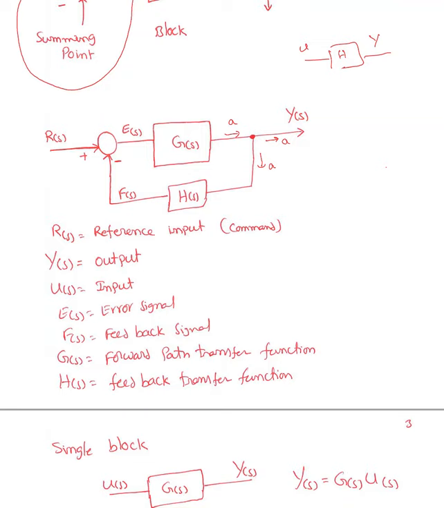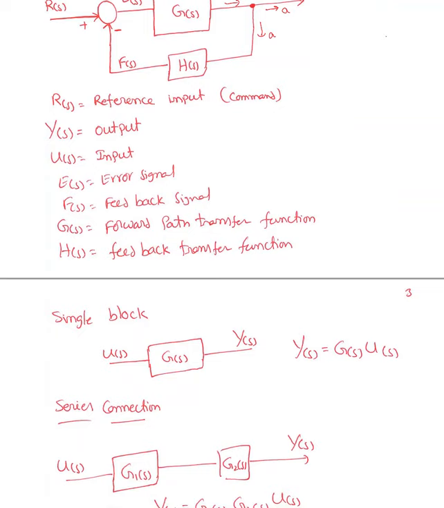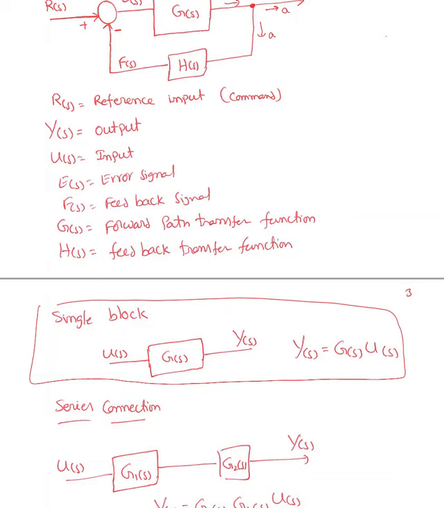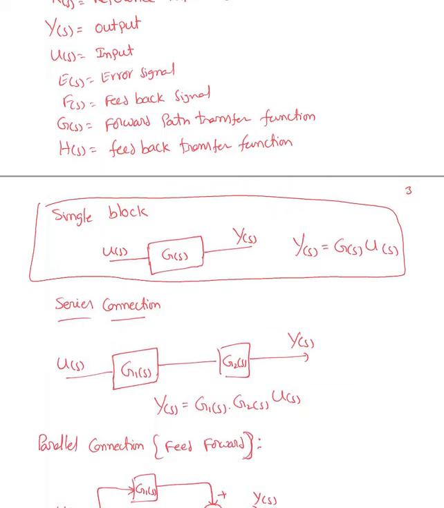Now, how do we combine these small individual blocks into a single block? Here is an open loop system: Y(s), the output, equals G(s) times U(s), where G(s) is the transfer function and U(s) is the input. If two of these blocks are in series, this is called a series connection. In a series connection, you just multiply them, so Y(s) equals the product of the two transfer functions times the input.